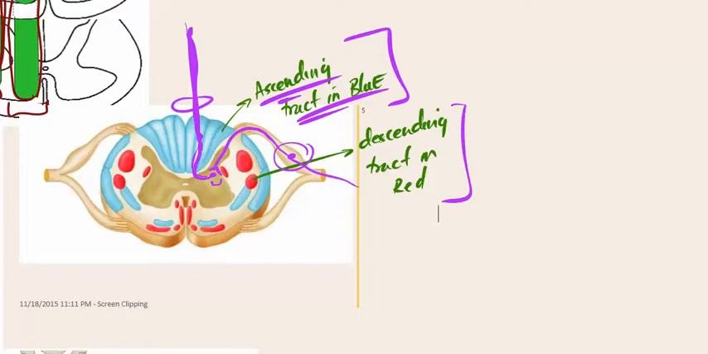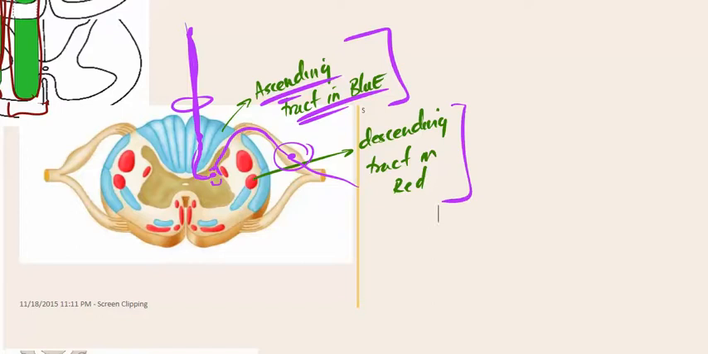So, descending tracts, are they motor or sensory? What do you think? Most likely motor, because your sensory would want to go up. Exactly. That's right. Okay, I appreciate it.